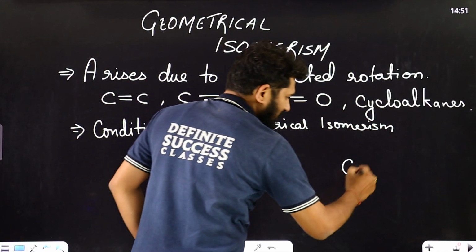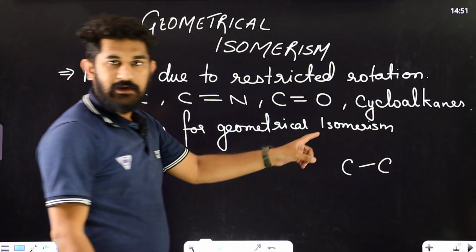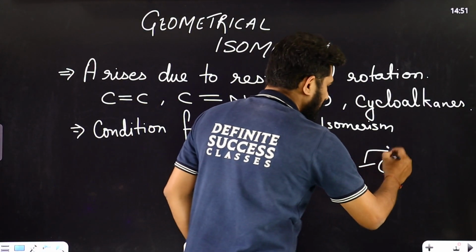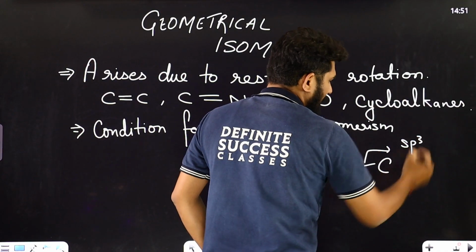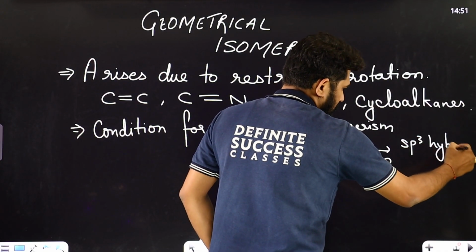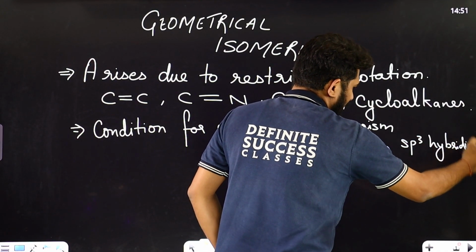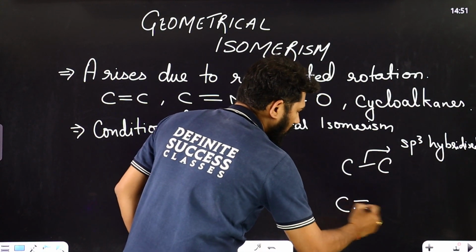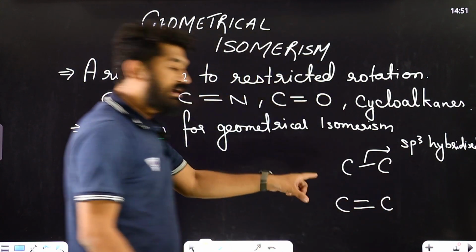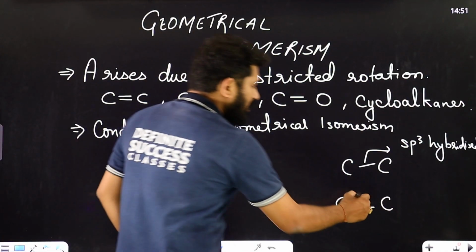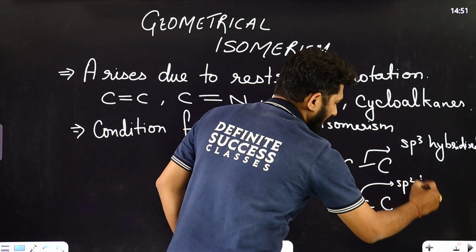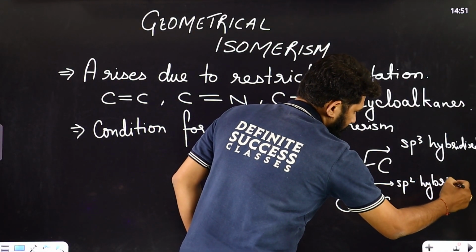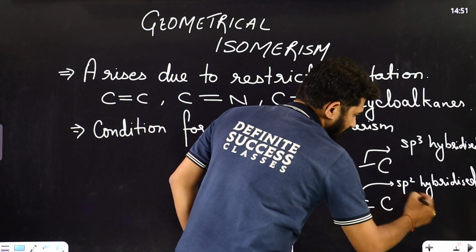If we say C single bond C, this particular carbon is sp3 hybridized and does have a free rotation. But when we talk about C double bond C, it will not have a free rotation. It will have a restricted rotation, sp2 hybridized.